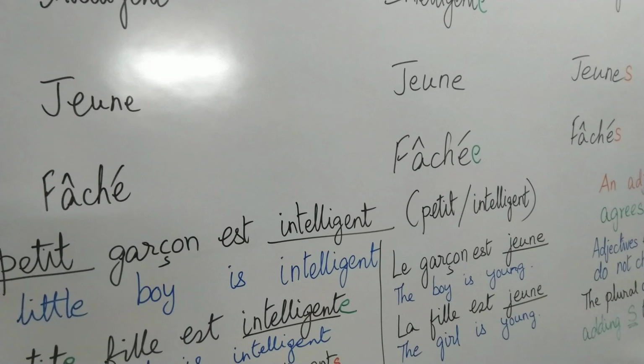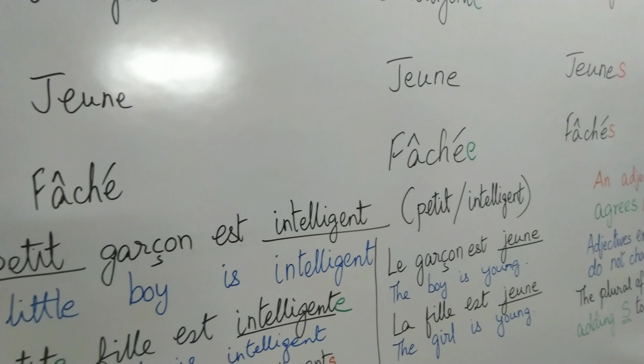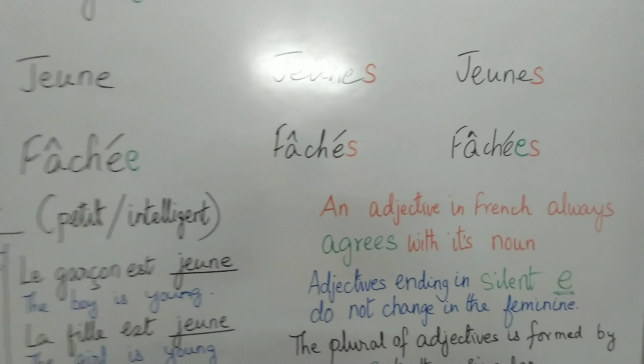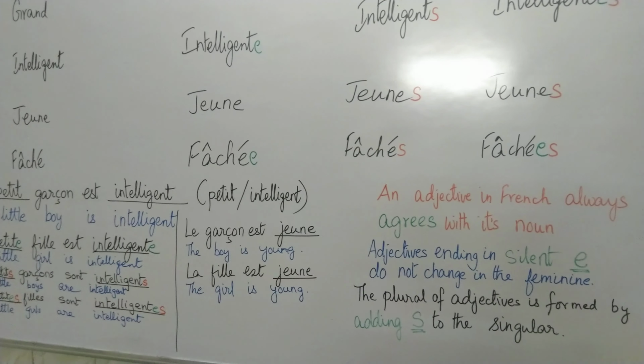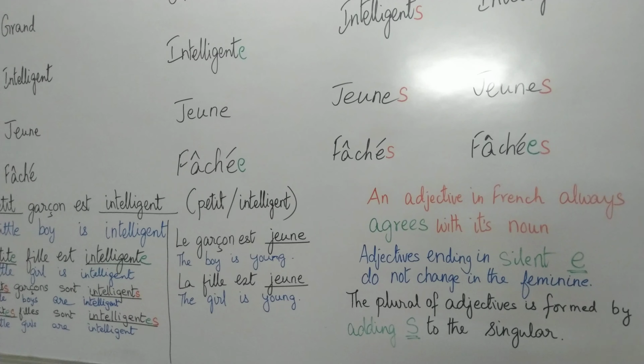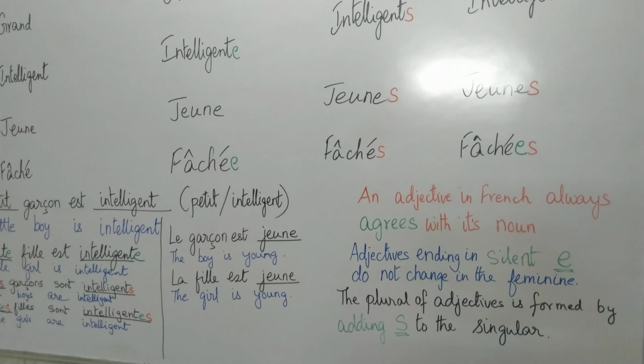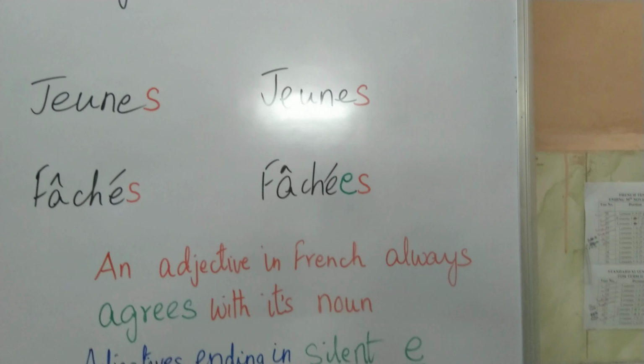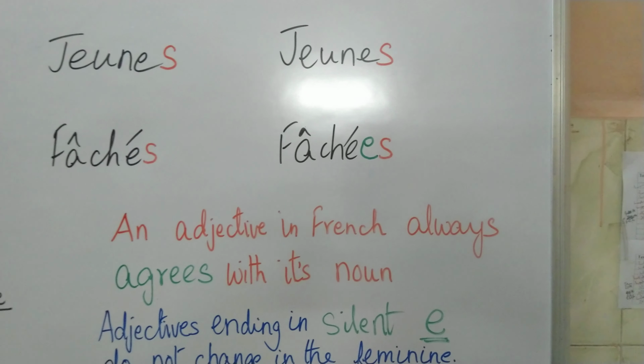So, these adjectives will not change in the feminine singular. When the masculine singular and the feminine singular form are the same, then the masculine plural and the feminine plural forms also must be the same. So, you add S to the singulars, and you will get the plural J-E-U-N-E-S, masculine plural form, and again J-E-U-N-E-S, which becomes the feminine plural form.